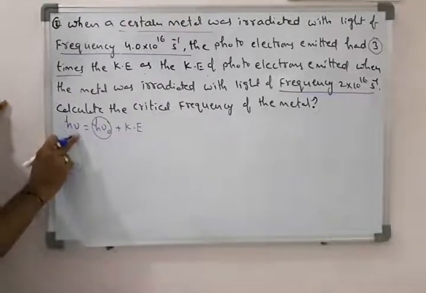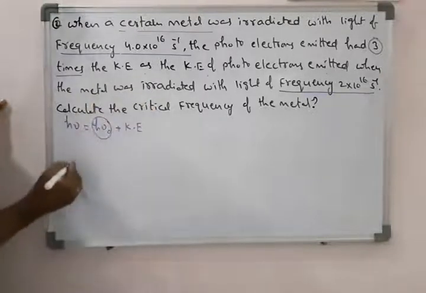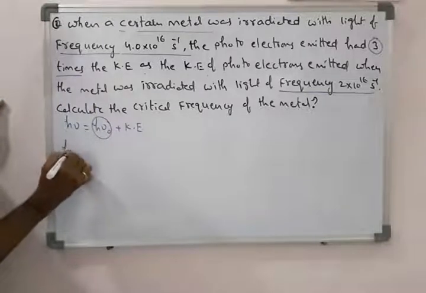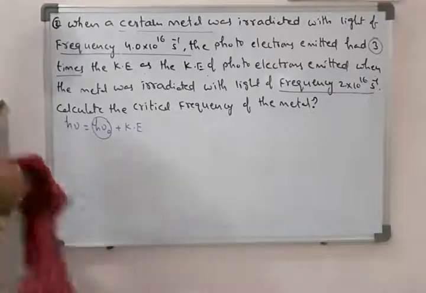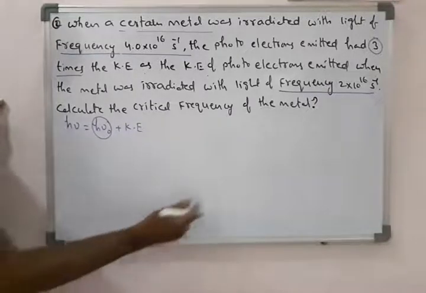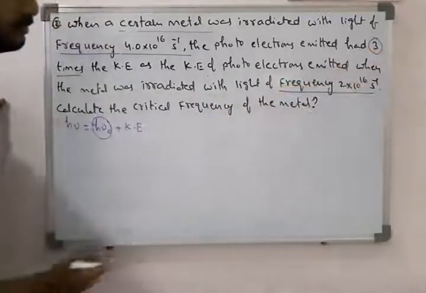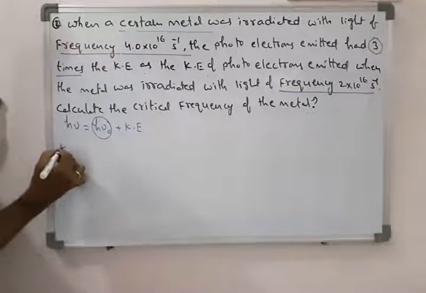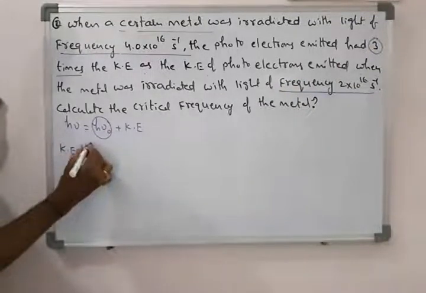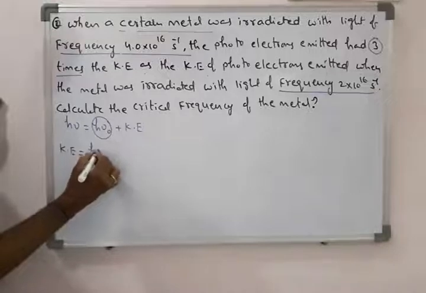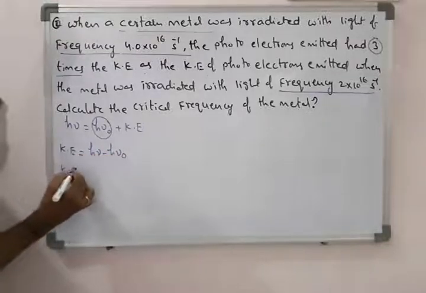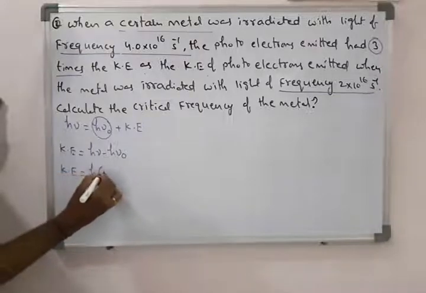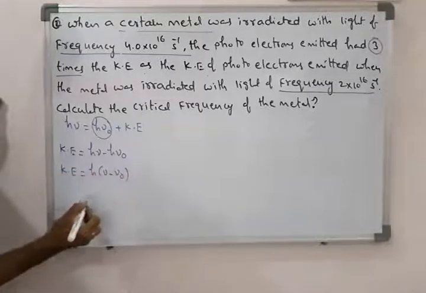Here the frequency of the experiments, 2 times, is given. So we can write: here comparison information is given, kinetic energy. We know the relation: kinetic energy equals h nu minus h nu naught. So K is equal to h (nu minus nu naught).